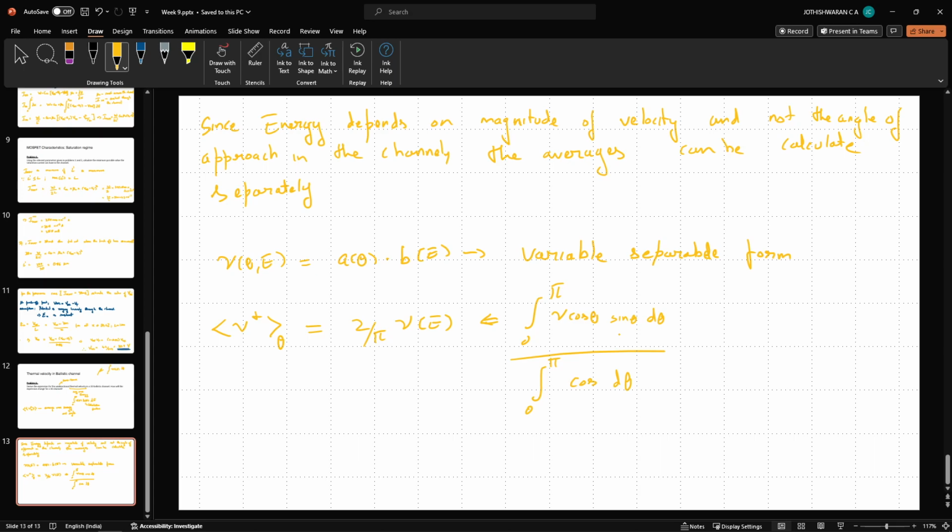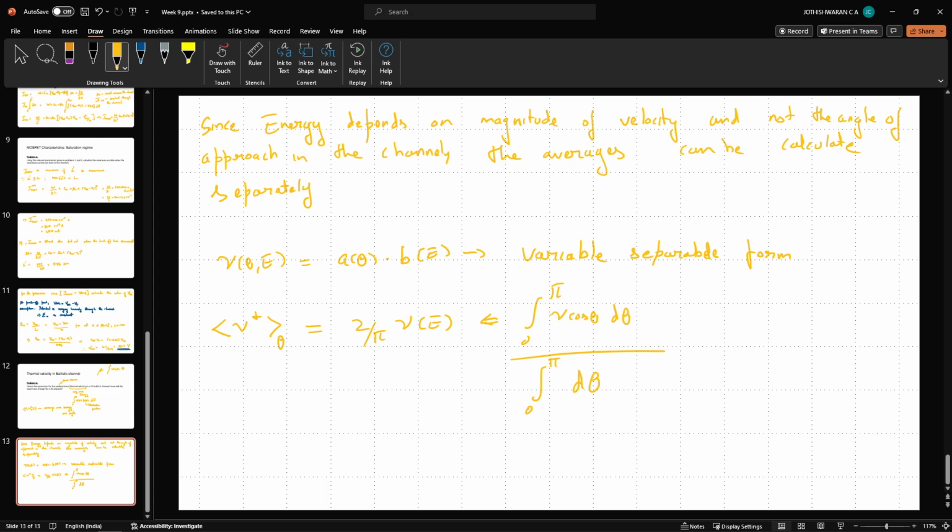Just 1 second, I'm sorry, I just got confused. No, sin theta d theta is for the 3D system. Yes, that is where I made a mistake. Apologies. So it is just this. And over here, it's not cos theta d theta, it is just integral d theta. And in the numerator, it is going to be cos theta d theta.